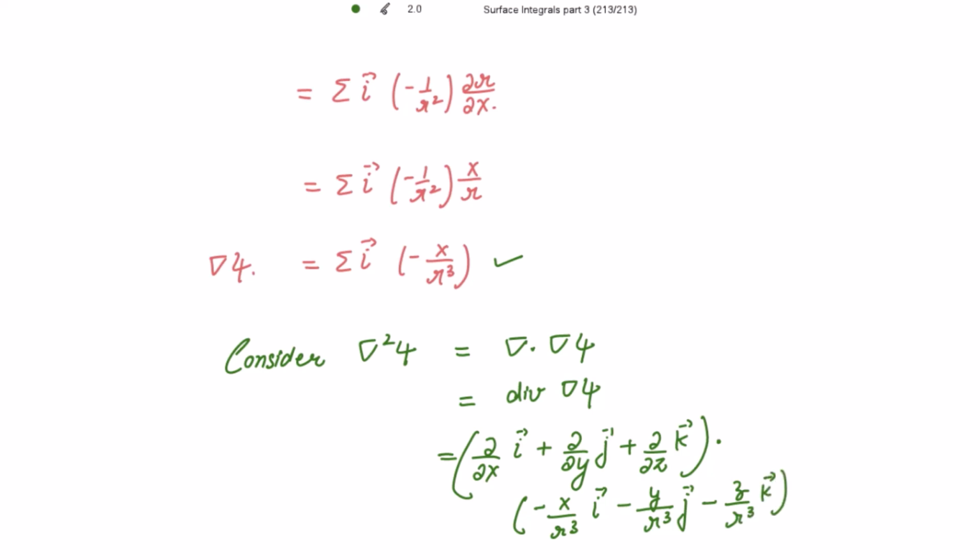And when we take the dot product of these two, we get the partial derivative of minus x divided by r cubed with respect to x, plus the partial derivative of minus y divided by r cubed with respect to y, plus the partial derivative of minus z divided by r cubed with respect to z. So writing this in a summation format, this is the summation of the partial derivative of minus x divided by r cubed with respect to x.